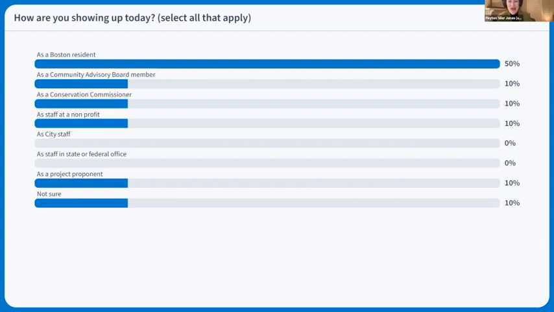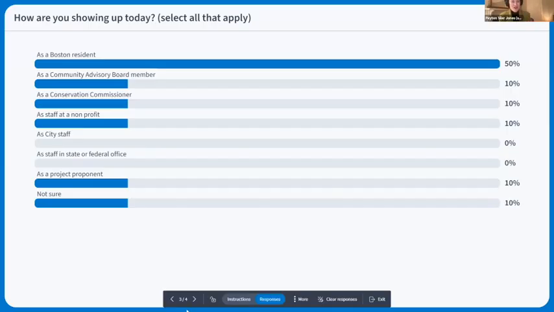So we have about half of the folks in the room are a Boston resident. We have a number of folks who were on one of the advisory boards. So for this particular process, that was the Equity Council, but also we had a technical working group and an interagency working group. We have a handful of folks who serve on the Conservation Commission, fantastic. Some staff at nonprofits, a project proponent, great. And then a couple of folks who aren't sure. And that's also great. Really glad everyone is here.